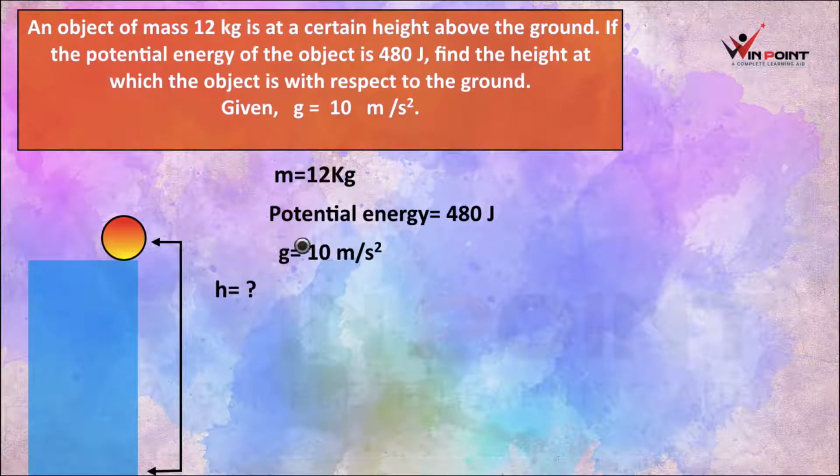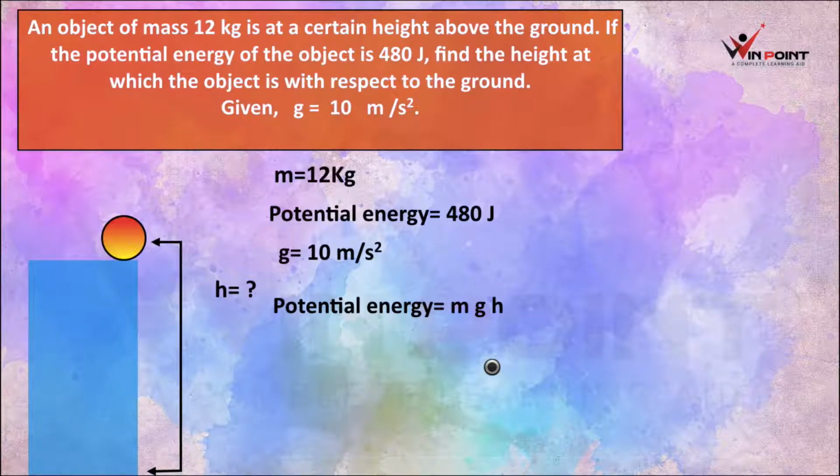Now we need to find the height. What is the equation for potential energy? Potential energy is equal to mgh, right? The potential energy is the energy of an object because of its position, and the equation for potential energy is mgh. Here we know the value of potential energy, and we know the value of g and the value of m, but we don't know the value of h.